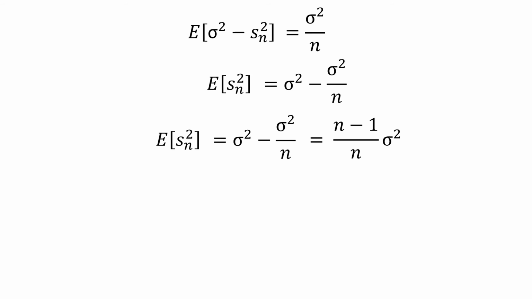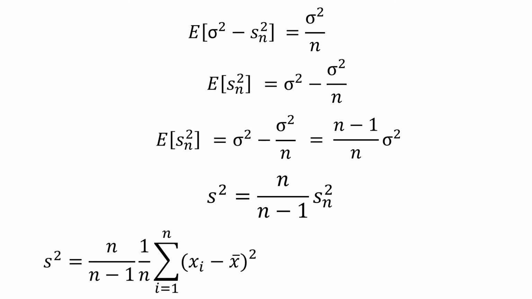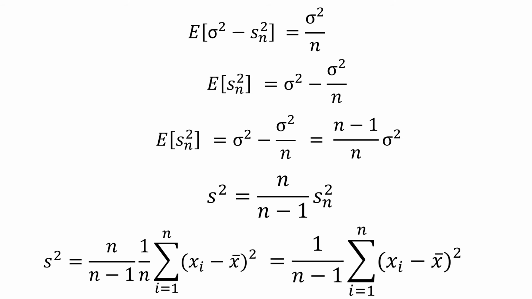With this information, we can calculate a correction factor for Sn squared, which is basically just the inverse. That means we get an unbiased estimator when we multiply the biased estimator by n divided by n-1. This, however, is equal to this expression, and as you might see, the n cancels out, so that we get our final formula with n-1 in the denominator.